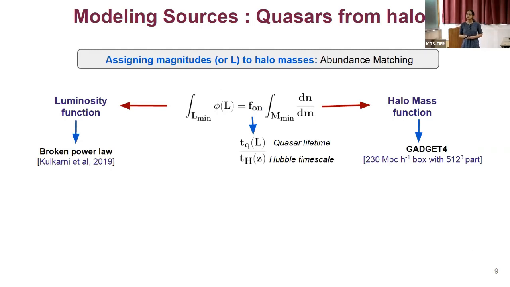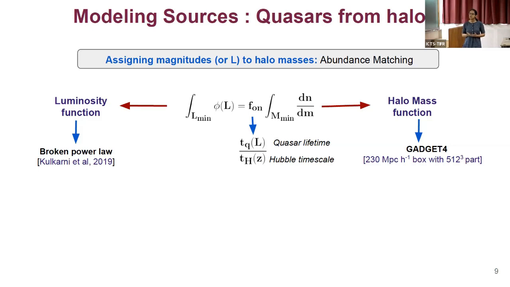First, the modeling of sources. How do we model sources? In order to model quasars as sources, we first take halos from an N-body simulation, which is Gadget 4. Then we do abundance matching, where we assign a luminosity to a given halo mass. But not all halos will host a quasar, only a fraction of them would, and that fraction is what I'm calling F1.